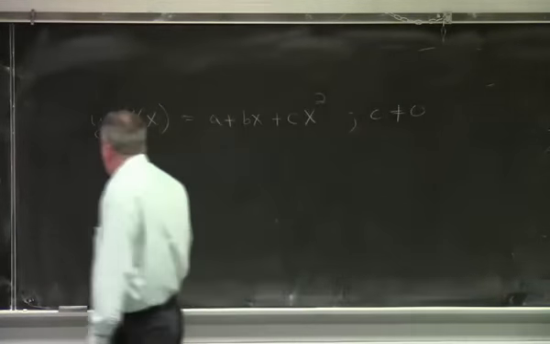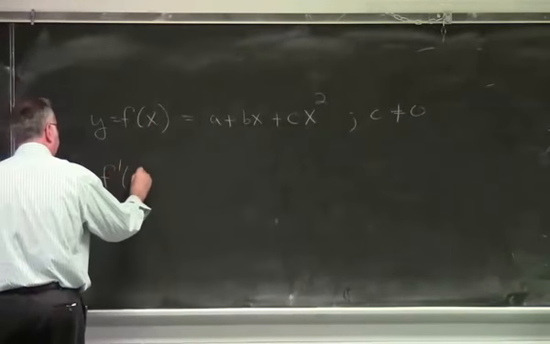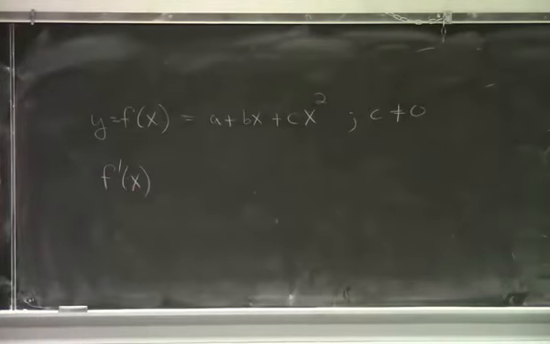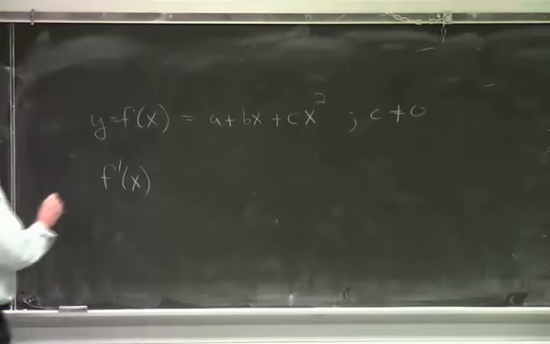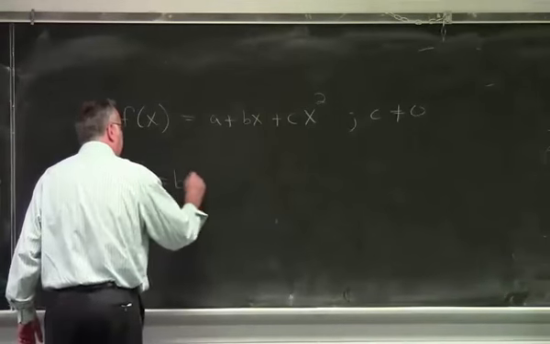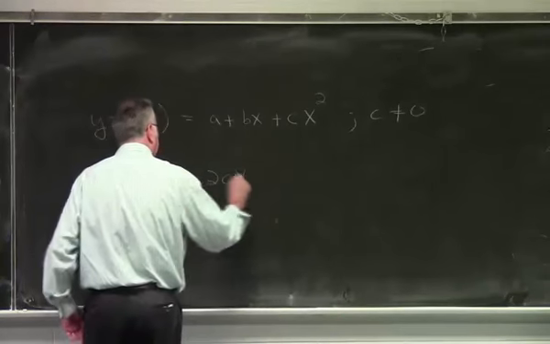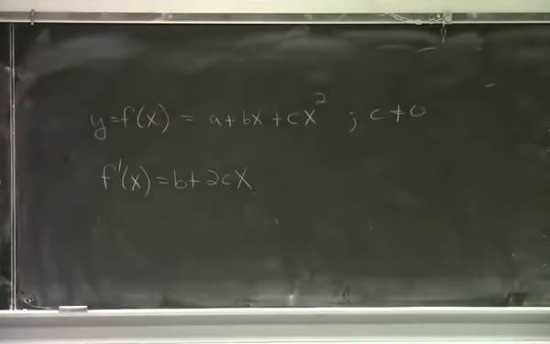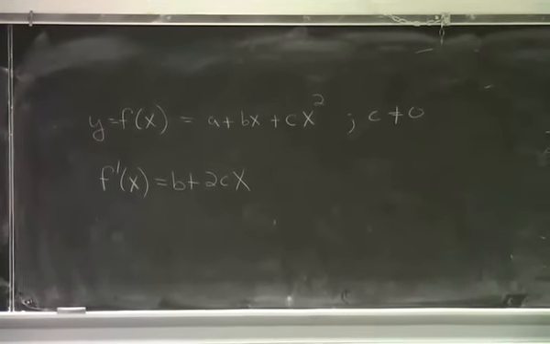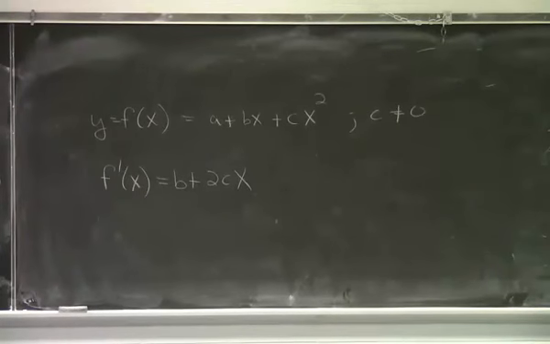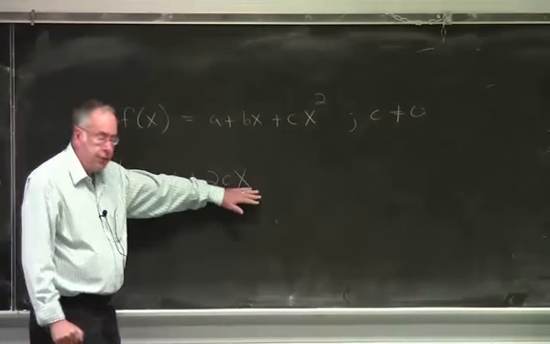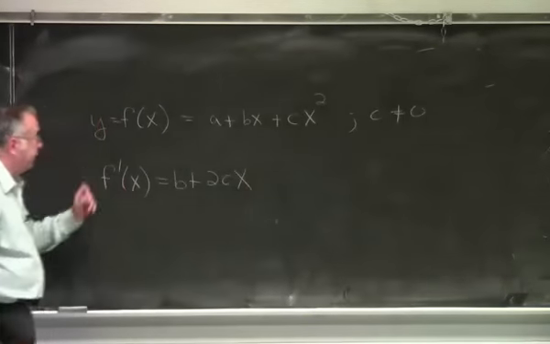Okay. Then what is the first derivative of this function, f prime of x? It's just b plus 2cx. Now, notice this first derivative function is a function of x. The first derivative itself is a function of x. It depends on the value of x. If I give you the value of x and you know the value of b and c, you just plug into this equation. Out pops the first derivative.